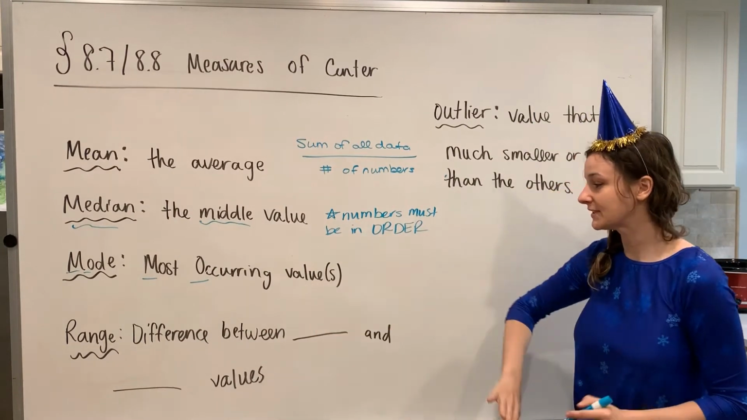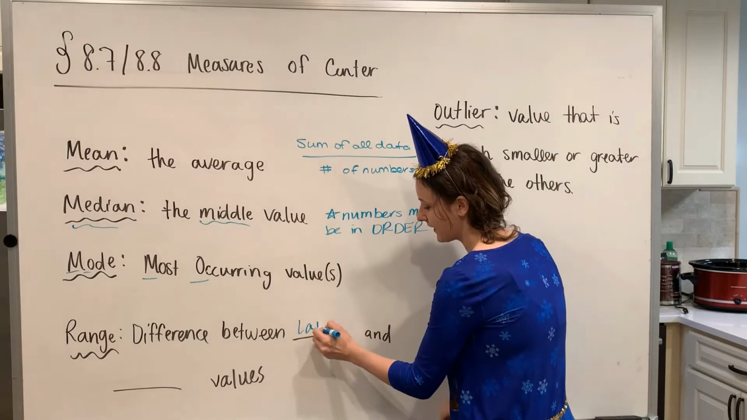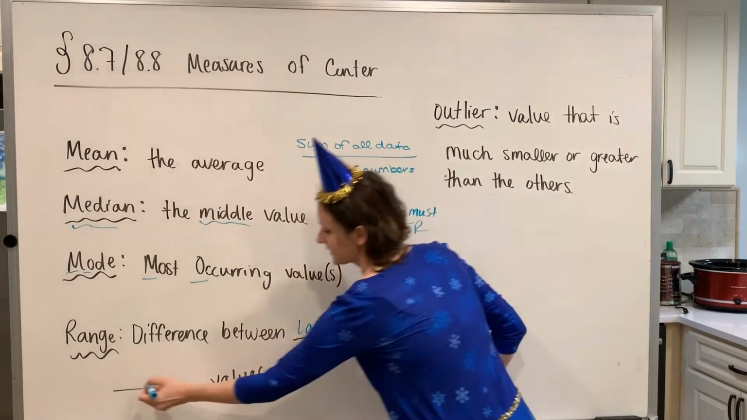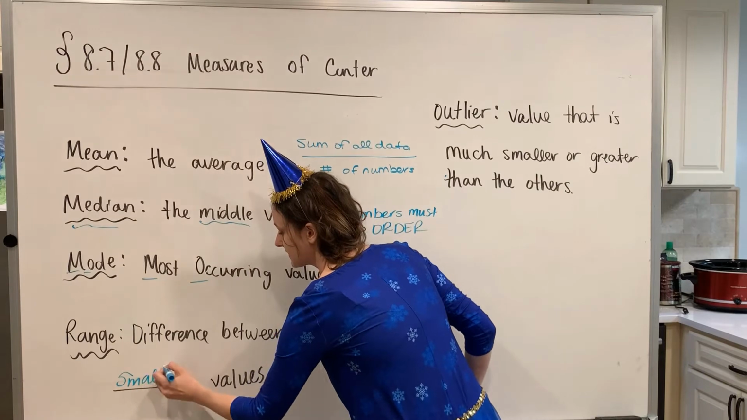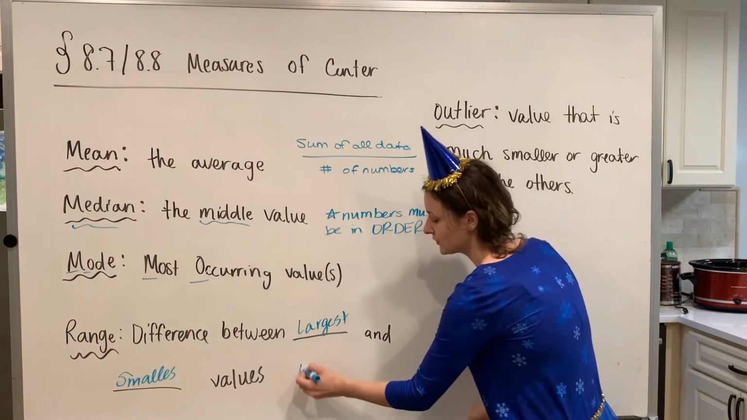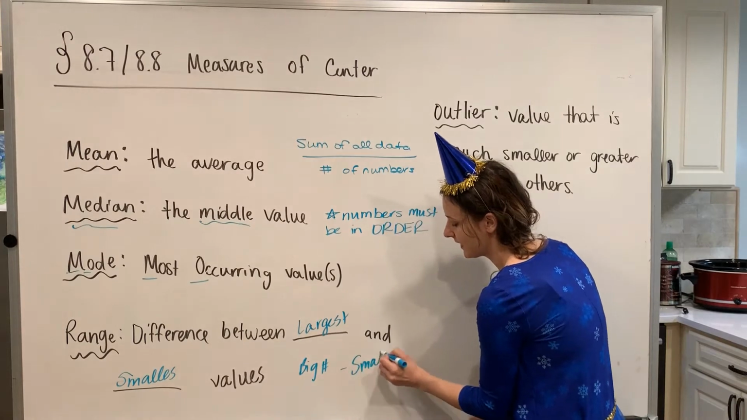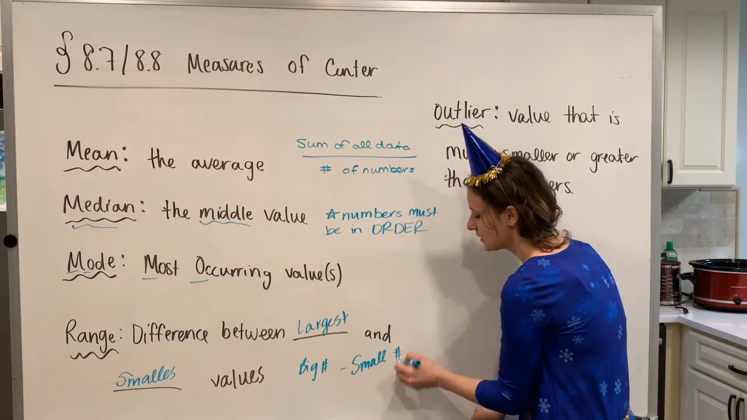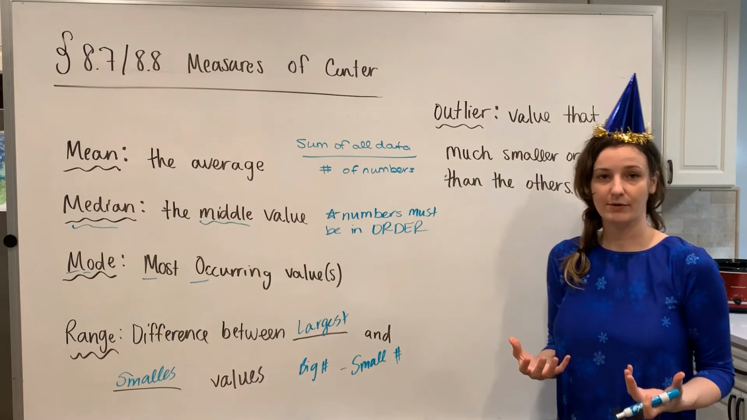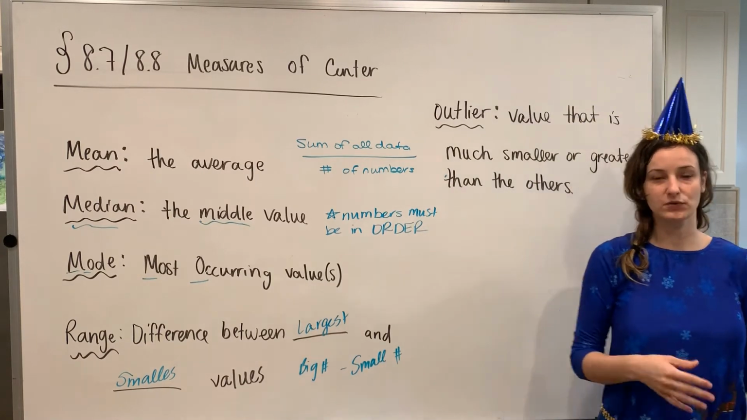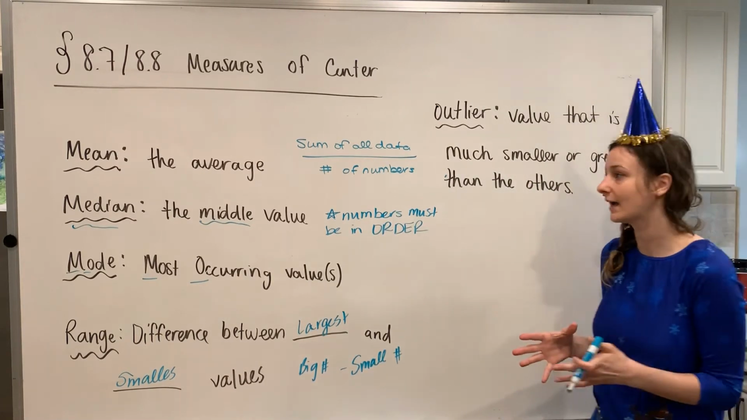And the range is just the difference between the largest value and the smallest value. Difference in math means to subtract. So you just take the big number minus the smallest number, and that's going to give you your range. So for example, in our example of 1 through 10, you would subtract 10 minus 1, so you have a range there of 9, okay?